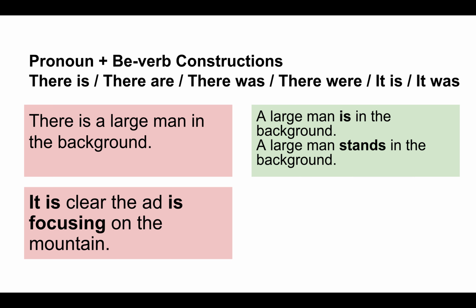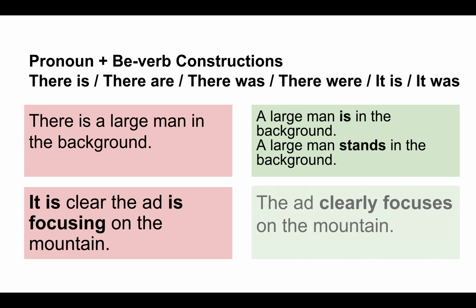It is clear the ad is focusing on the mountain. These are real constructions from real student papers, by the way, so relevant. Here we have, it is clear the ad is focusing. So we have two. We have the pronoun be verb construction, and then we have the is ing for the verb as well of the main sentence. So we want to think, okay, what's the subject? The ad, right? The ad is doing the verb, the focusing. So we can say the ad clearly focuses on the mountain. The ad clearly focuses on the mountain.